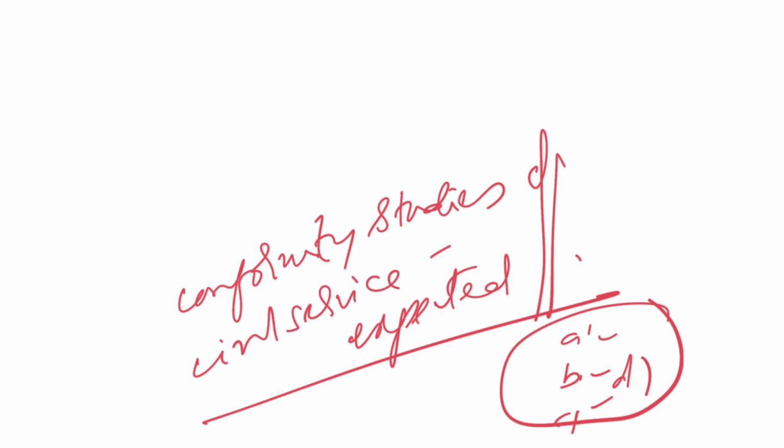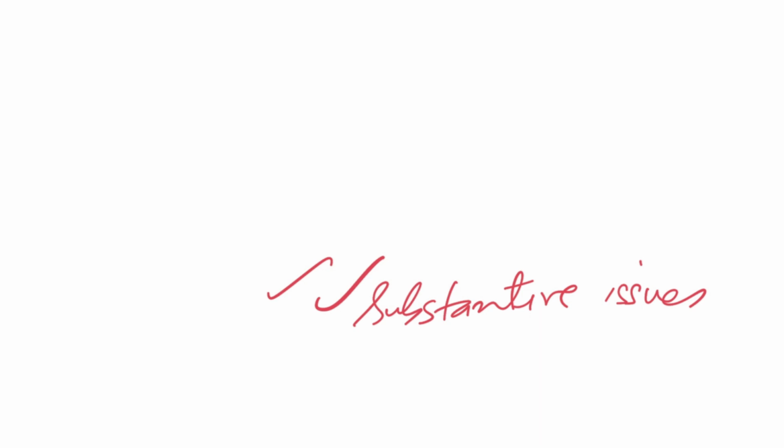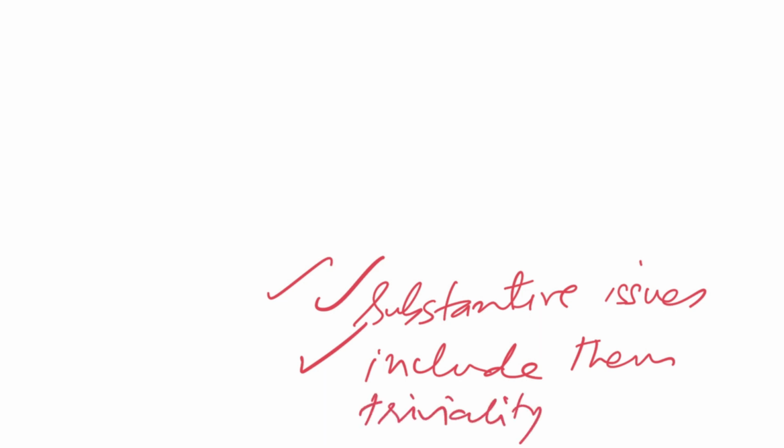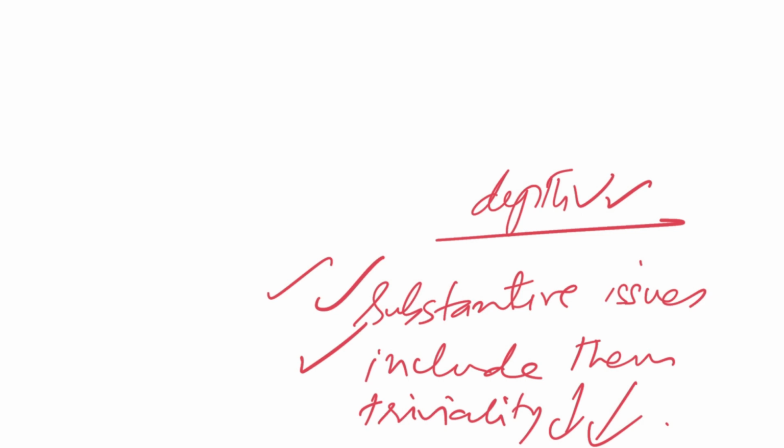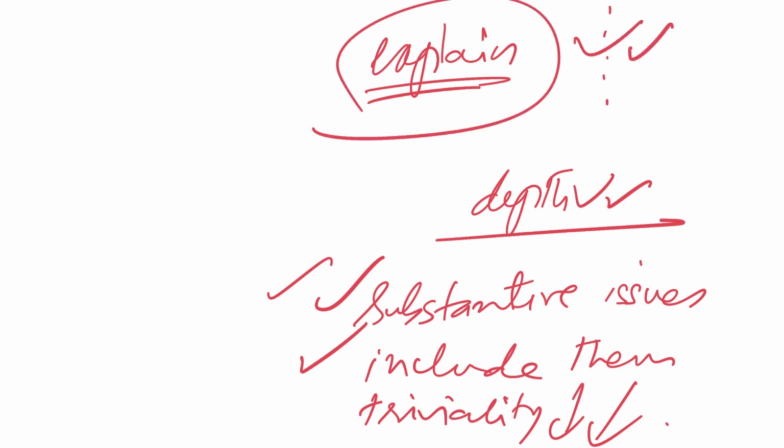This is my approach. Essentially, identify substantive issues and include them. Then triviality comes down, and the answer will have depth. And explain things. People are simply drawing diagrams and points and things like that without explaining. This explanation is important. But once you see the depth, I think you will have a tendency to explain also.